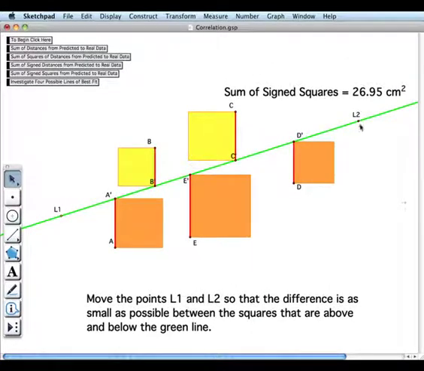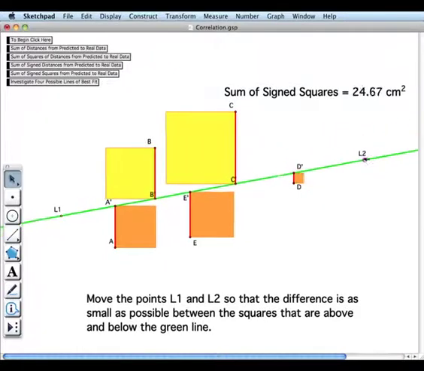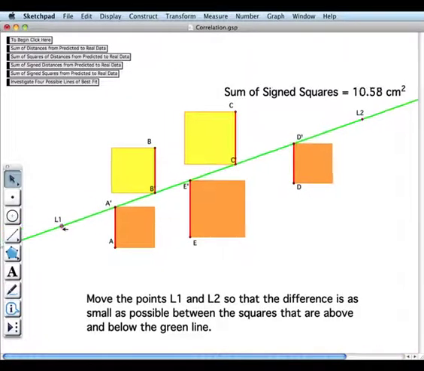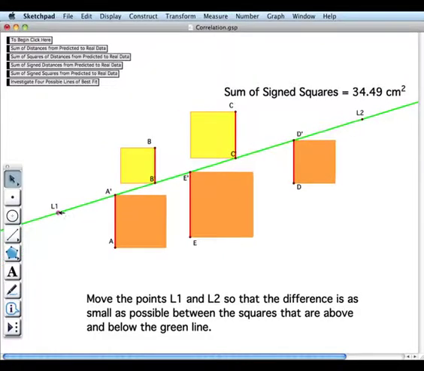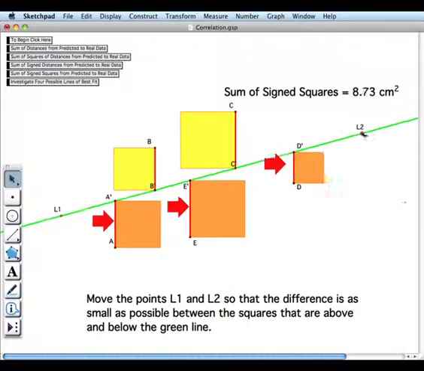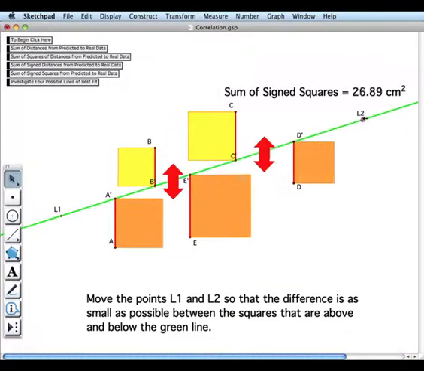And, in the fourth case, the line of best fit might be defined to minimize the difference between sums of squares above and below the line. In other words, this definition finds the sum of the yellow squares. Then, it finds the sum of the orange squares. And then, it minimizes the difference between these two sums.